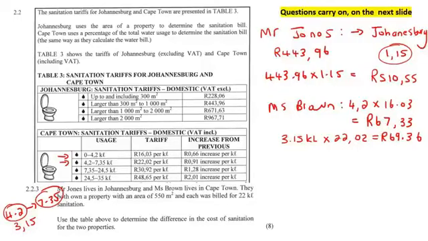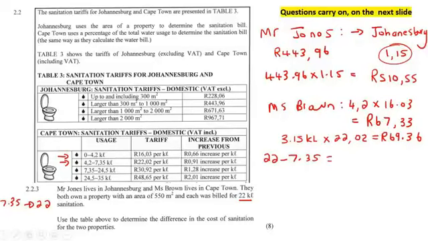Then she uses from 7.35. Now, where do we stop? Well, we stop at 22. So we're going to go from 7.35 up to 22. So how much water is that? Well, if you subtract those two values, that gives you 14.65. So she uses 14.65 kiloliters in this category.